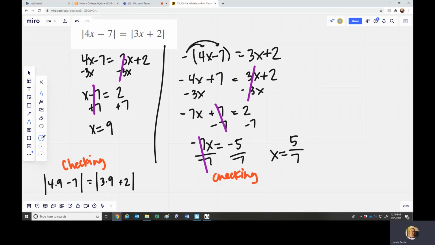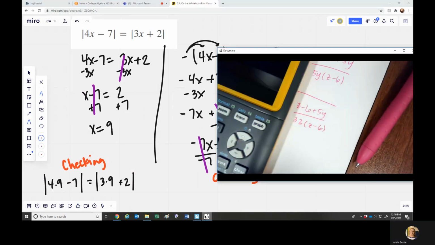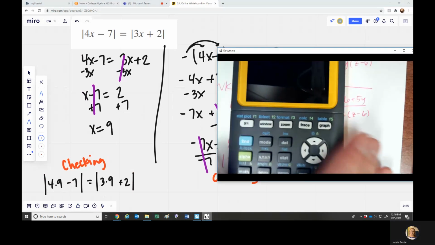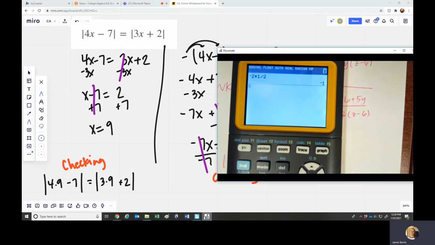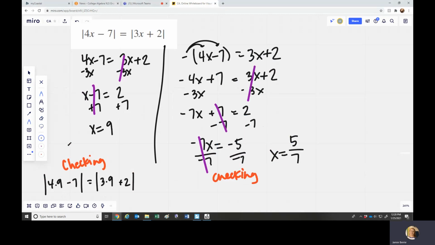4 times 9 is 36. 36 minus 7 would be 29. So that's going to be the absolute value of 29 equals, see, 3 times 9 is 27. 27 plus 2 is 29. So yeah, that works.